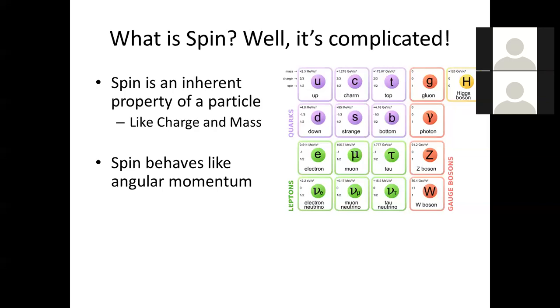Spin behaves like angular momentum. The particle itself is not actually spinning. It just has extra angular momentum beyond what you would predict based on classical physics, right? And to make things really complicated, the quantum mechanics that you learned about, you solve the Schrodinger equation, you get information about what's going on with these things, but actually it's not enough. The Schrodinger equation will not give you spin, right?